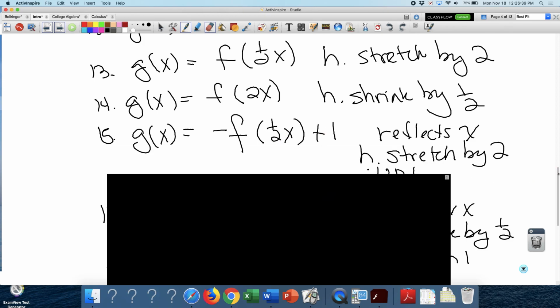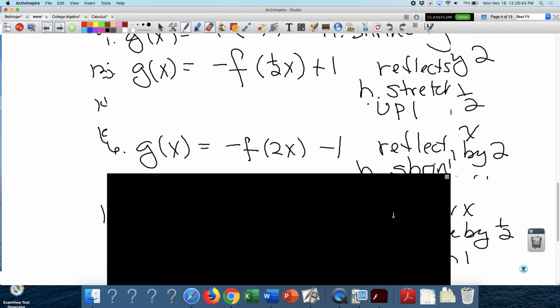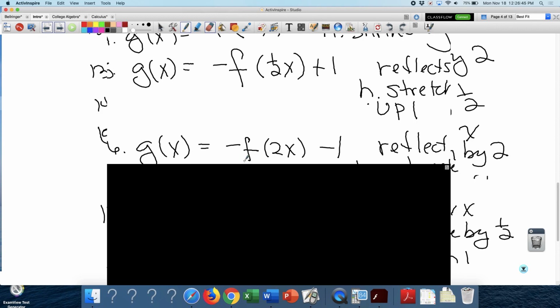Now let's look at the last one. Okay. Is that the last one? Yeah. What is that negative? Is that your A, B, C, or D? So that tells you reflect the X. That 2, let's flip it. 1/2, so it's a horizontal shrink by 1/2 and down 1.